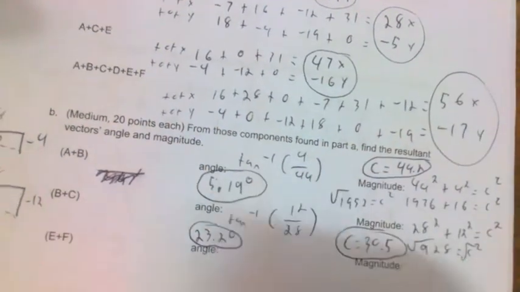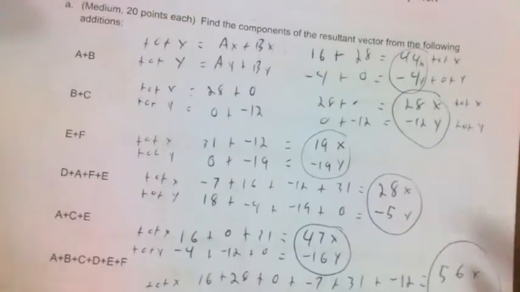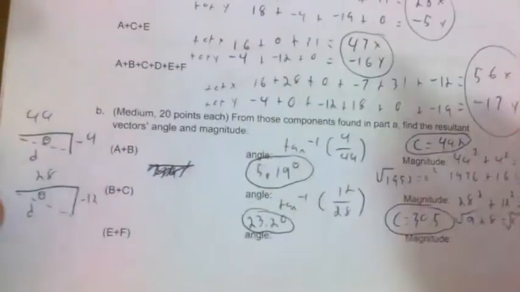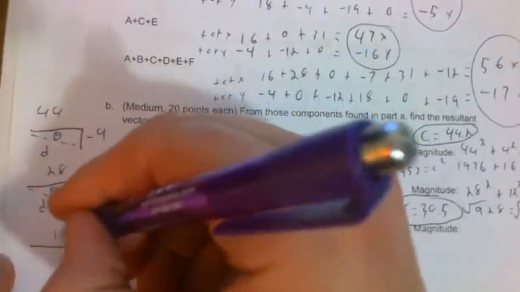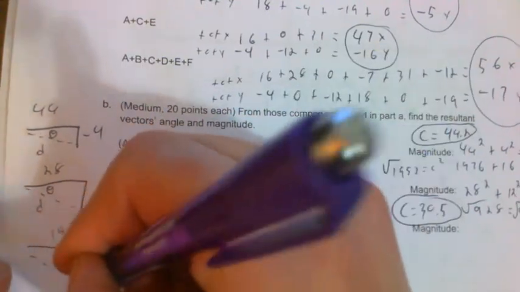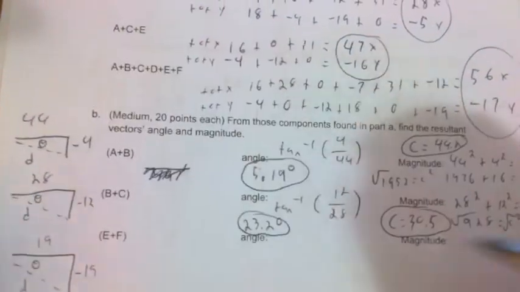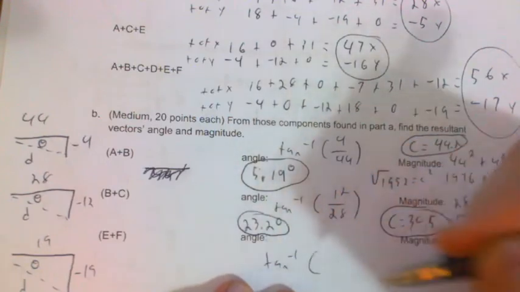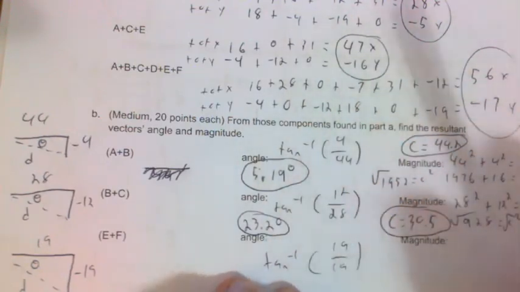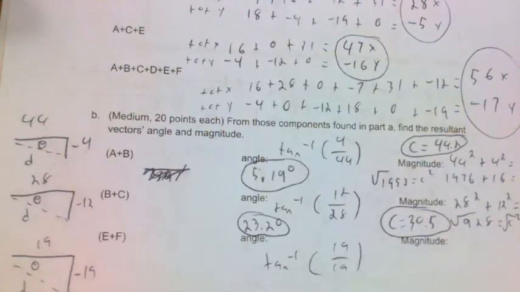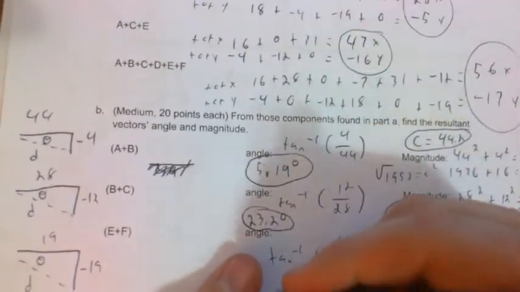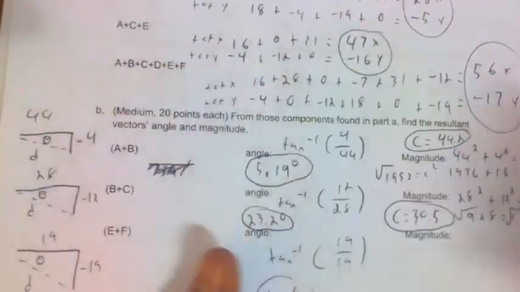For the magnitude. E plus F, looking back up here, we have positive 19, negative 19. That's positive 19, that's negative 19. We're looking for this direction and this angle again. We can use tangent to the negative first, just like the last couple times, of 19 over 19. So we do inverse tangent of 19 divided by 19, or of 1, and I'm fairly certain this is 45. Yeah, so we get exactly 45 degrees. Makes sense, these two sides are equal.